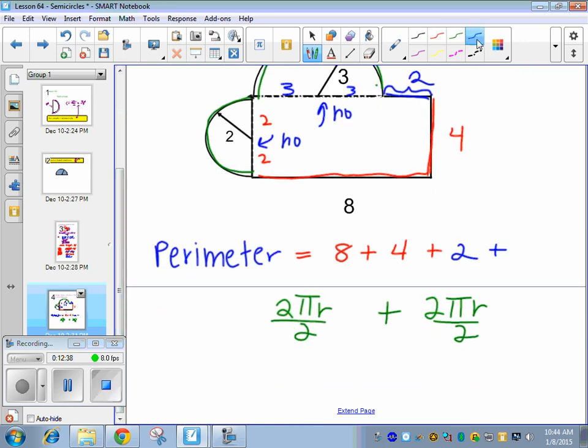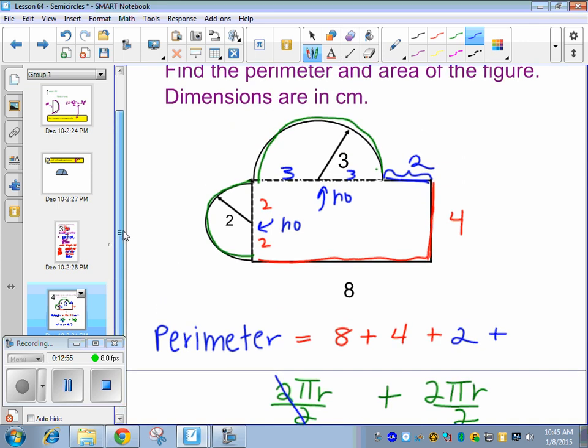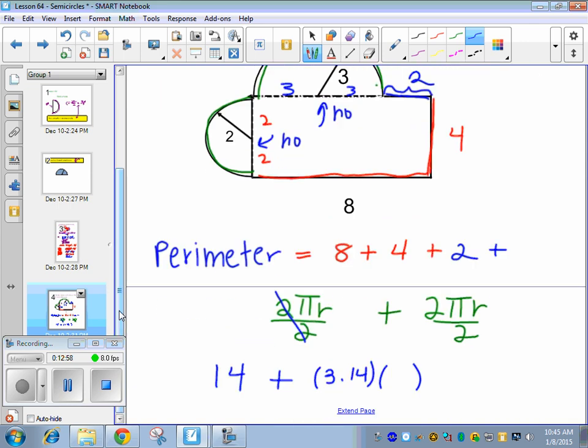Alright, so I'm going to add these up. What's 8 plus 4 plus 2? Good. And I'm going to cancel the 2's. And let's go ahead and plug in pi as 3.14. And my radius, let's do the bigger circle first. What's that one going to be? 3. And let's cancel these 2's and replace pi with 3.14. And then the radius of my smaller circle is going to be what? 2. Okay, 2.